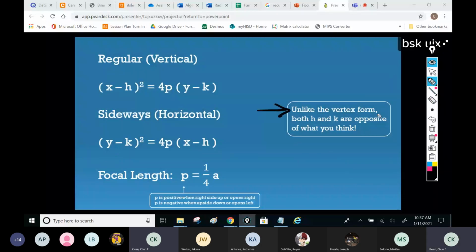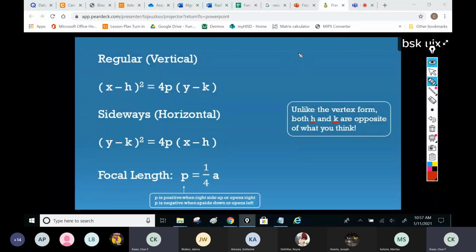Right here, unlike the vertex form, both the h and the k are opposite of what you think. I will talk more about this later on, but I just want you to keep this in mind, all right? Both the h and k are opposite of what you think.